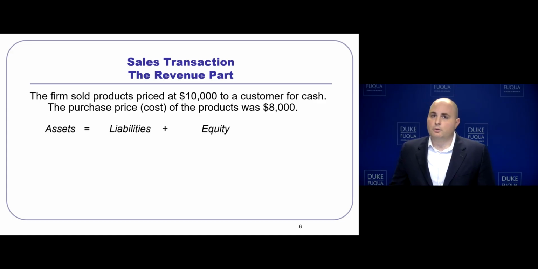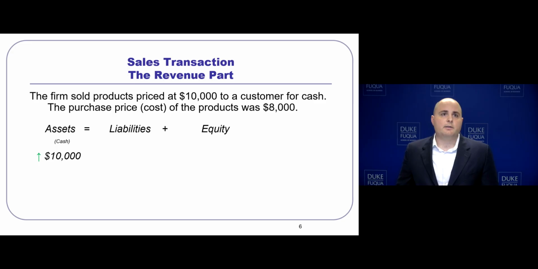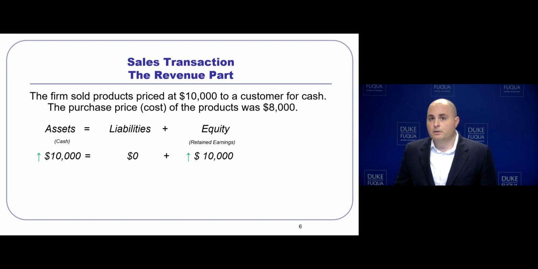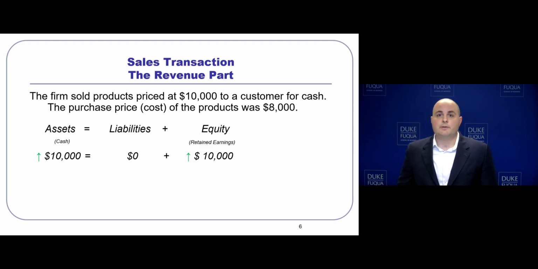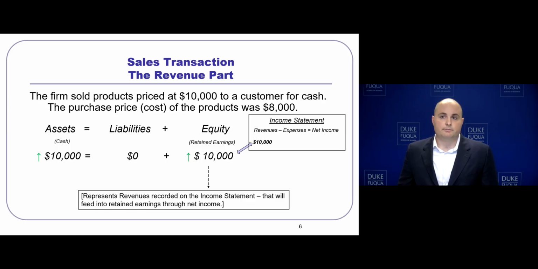How would the accountant record the above transaction? Starting on the asset side, the accountant records a $10,000 increase in cash from the cash that it collected from the customer and a $10,000 increase in retained earnings for the sale of revenue. Notice here that there is an income statement impact. There has been wealth created from this sale, and the $10,000 in cash that we receive from the customer goes into the revenue.